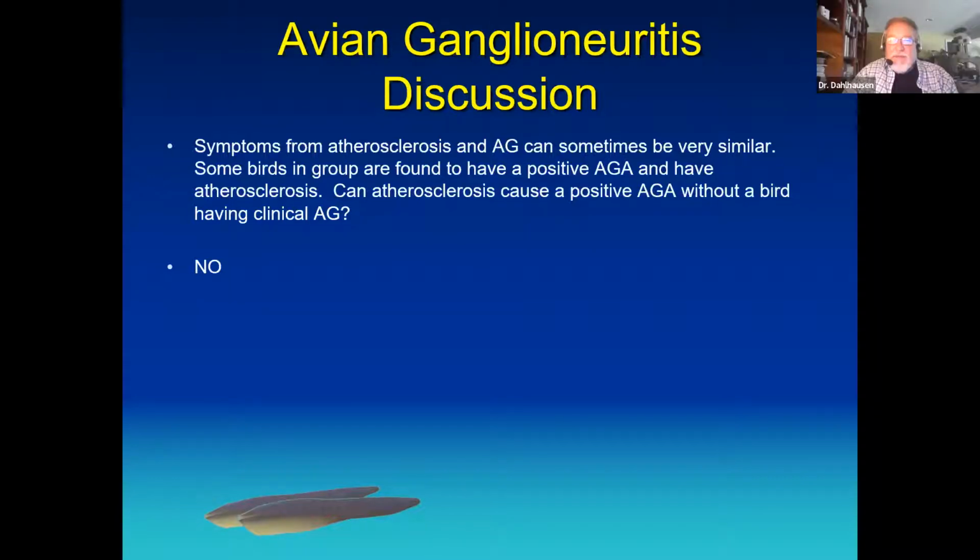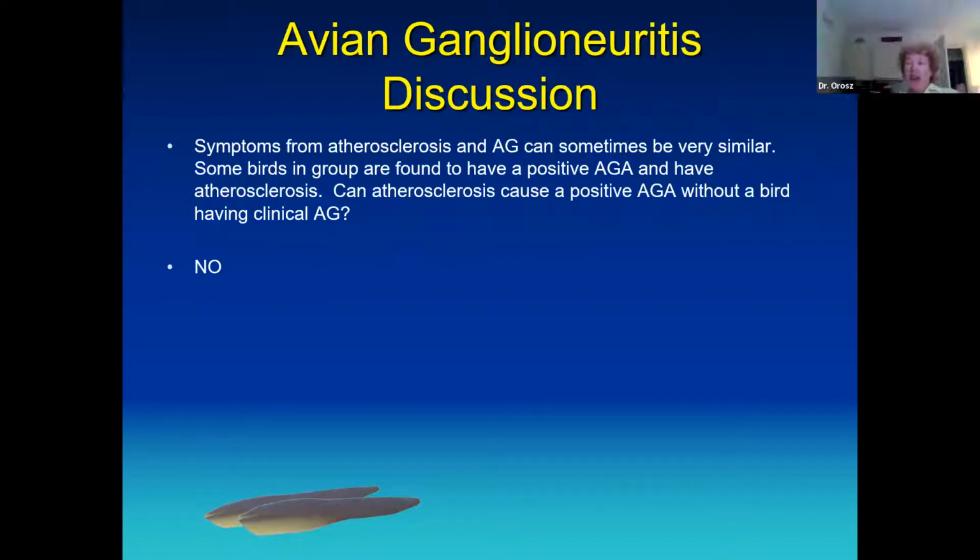I agree. And this question here, can atherosclerosis cause a positive AGA? No, absolutely not. But again, stress from that disease can activate Bornavirus and then produce a positive AGA. Right, and you can't have neurologic signs because of heart disease, not because it's Bornavirus.